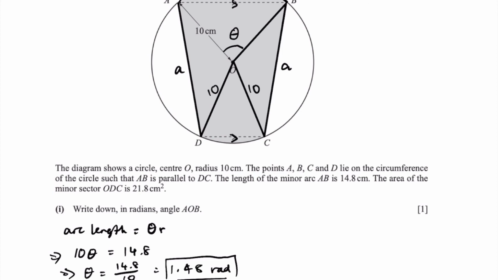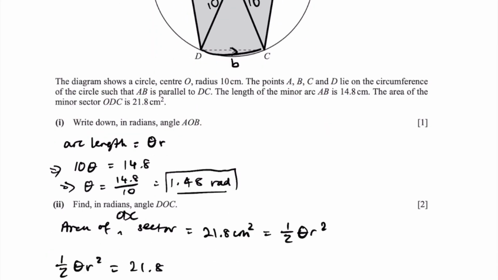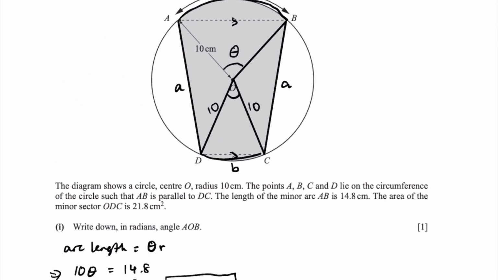Now, the other thing we need to figure out is this part over here, the arc of DC. So we're going to call that B. The first thing we can do is try and solve for A. What we know is that this angle over here is 0.44, and this is 1.48.